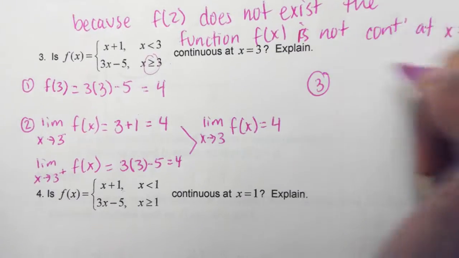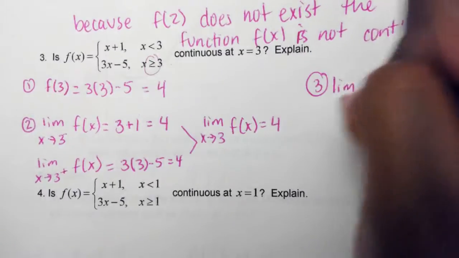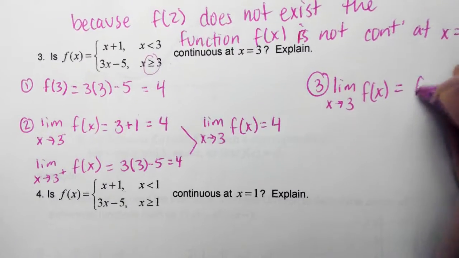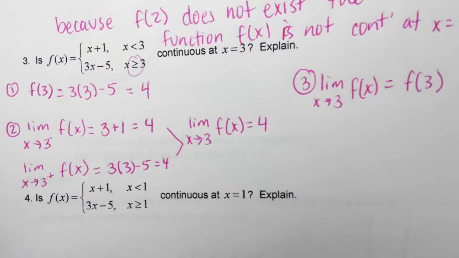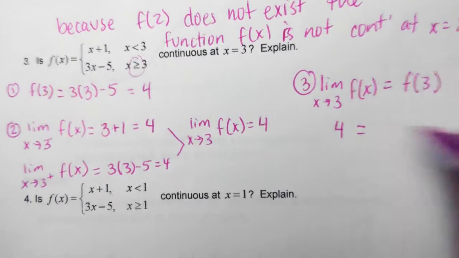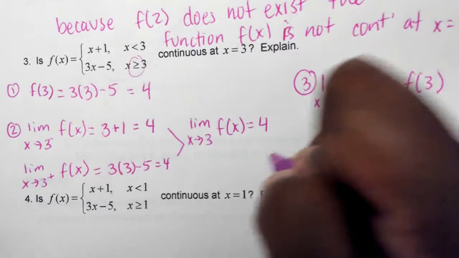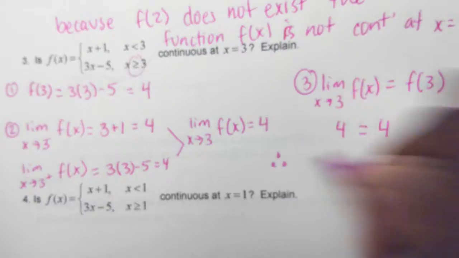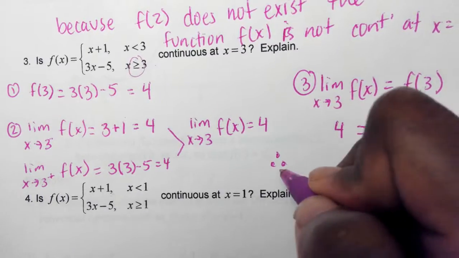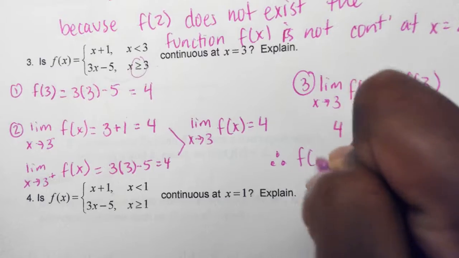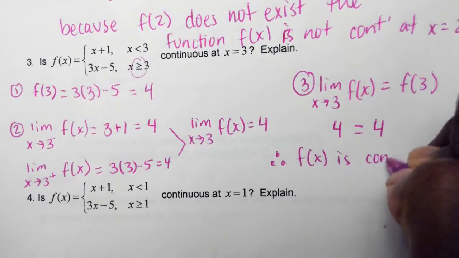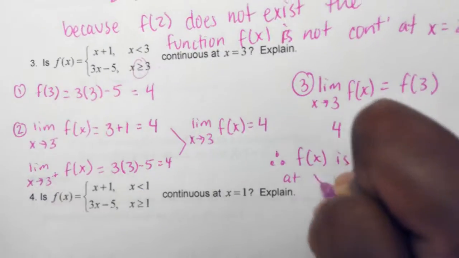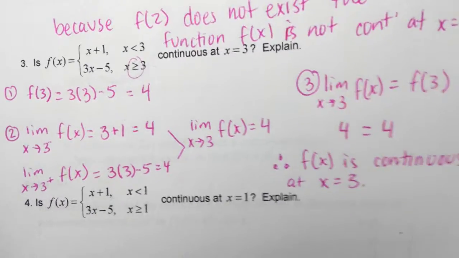And then our last step is to determine if the limit as x approaches 3 of f of x is equal to f of 3. We know our limit is equal to 4, and f of 3 is equal to 4. Therefore, the symbol of 3 circles in a triangle means therefore. So therefore, f of x is continuous at x equals 3.